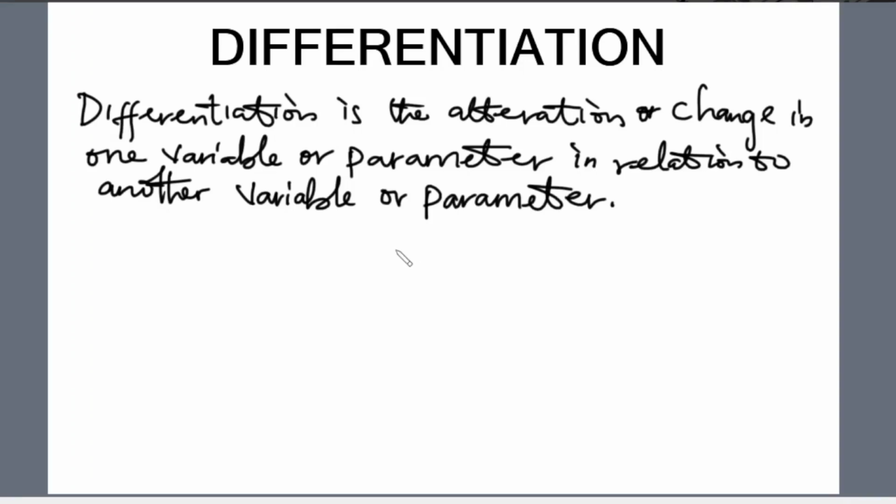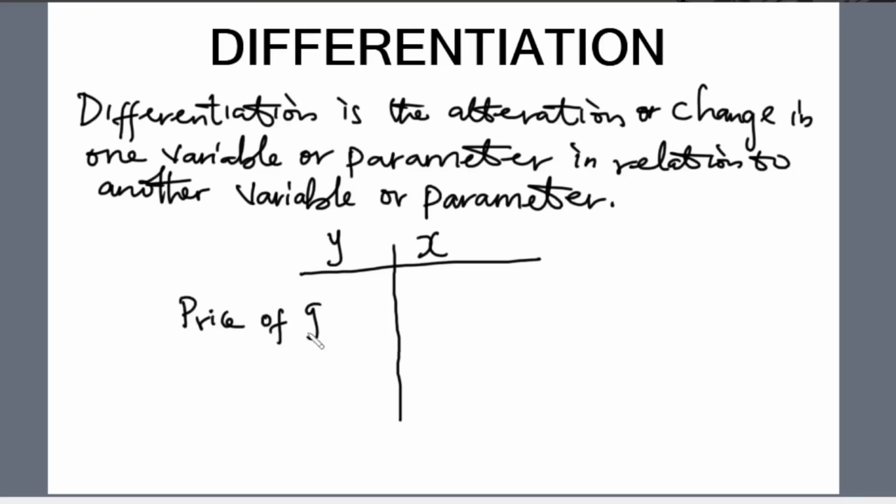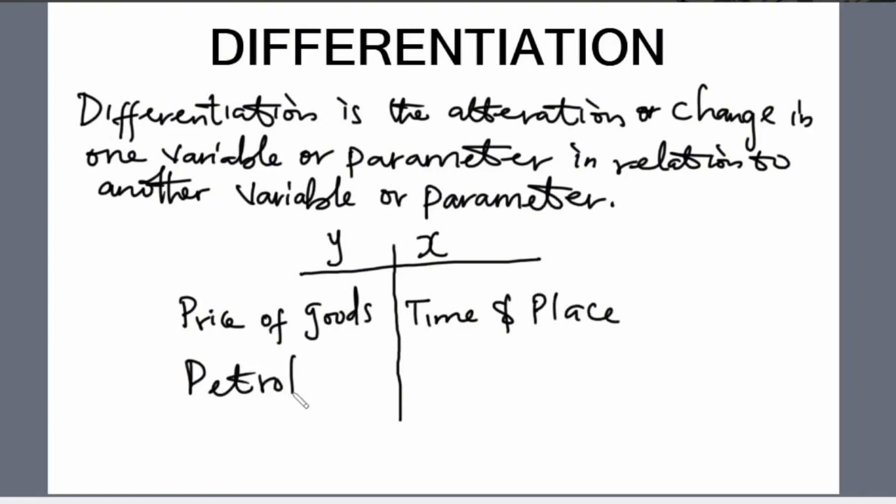Now take for instance, we have here y and we have here x. So under y we have price of goods, and under x we have time and place. Under y we also have petrol levels, and under x we have amount of usage.